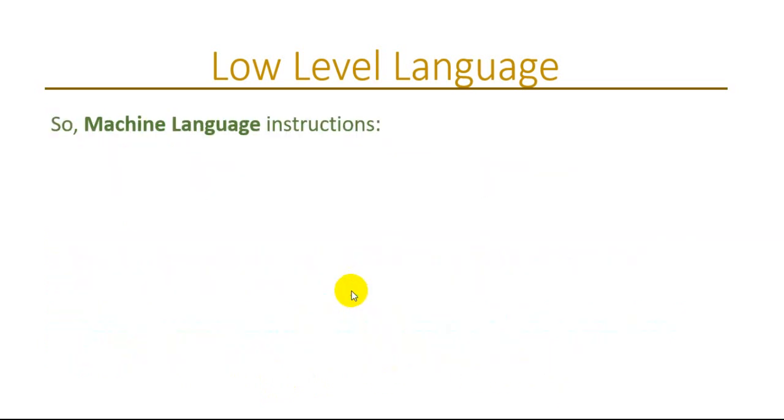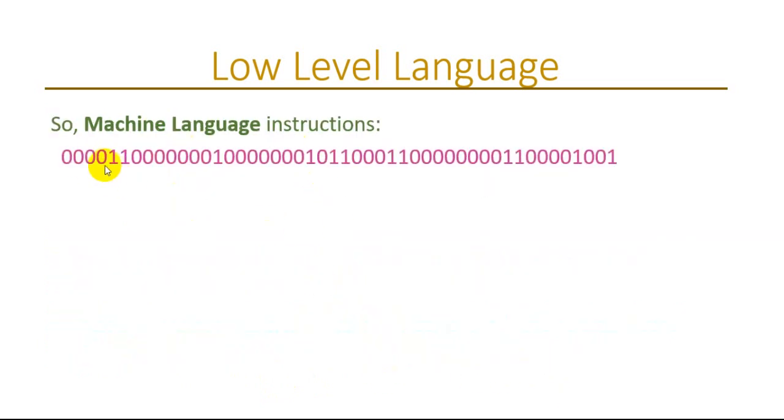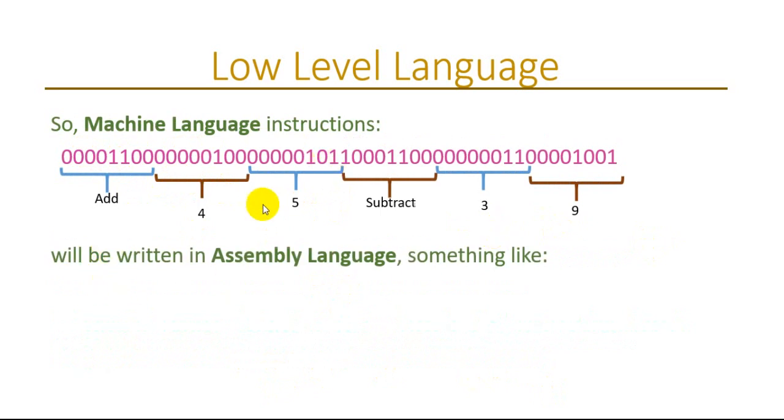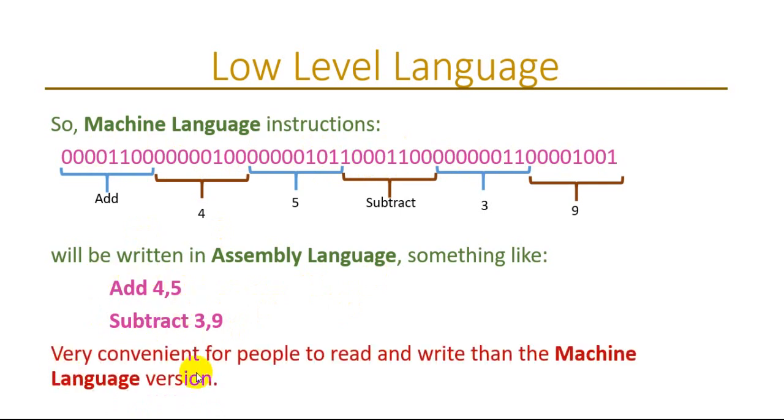So machine language instructions are like that, which is the one we already saw. And now I'm going to write this in assembly language. In assembly language, it will look like that: add 4, 5, subtract 3, 9. Just look at these two and this one. See how difficult this is to interpret and understand, and how much easier it is to understand this. That is why it is very convenient for people to read and write compared to the machine language version.